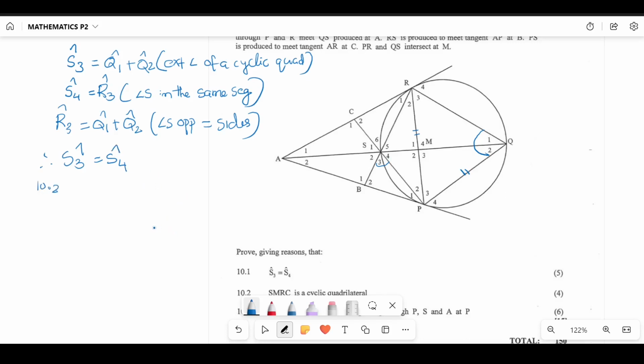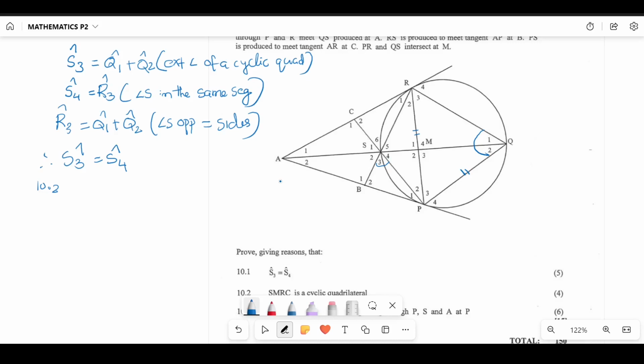Okay, let's go to 10.2. Prove that SMRC is a cyclic quadrilateral. So if you can prove that any exterior angle is equal to the interior opposite angle, because the diagonals are not drawn, we are not going to use angles in the same segment here. Or if you can prove that the opposite angles are supplementary, then also it will become a cyclic quadrilateral.